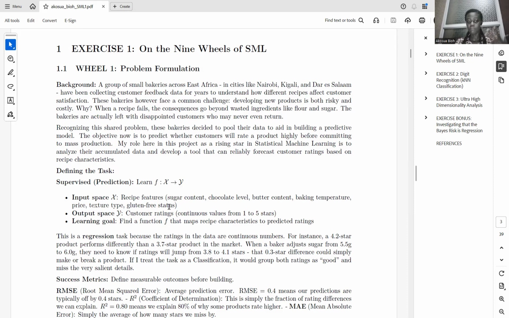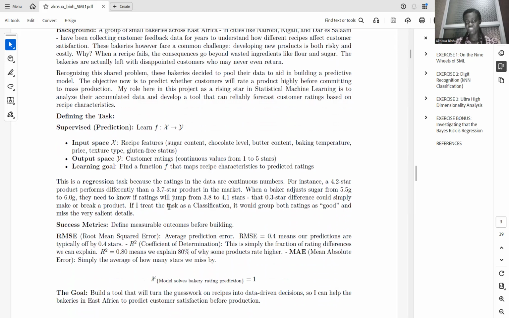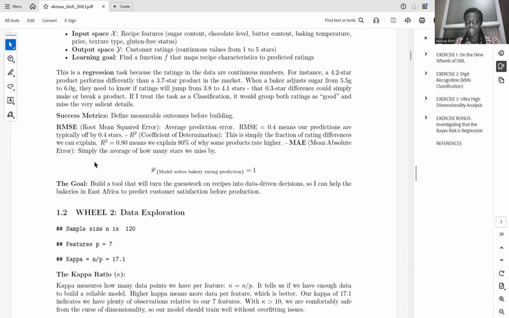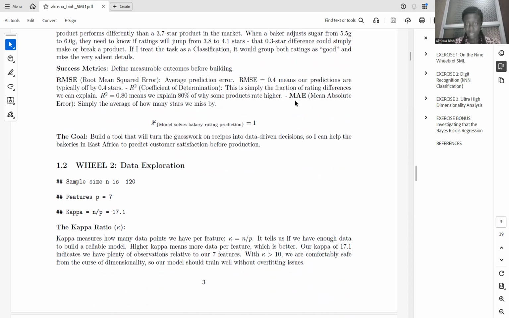With the input space, it's just the features: sugar content, chocolate content, whether the product is gluten free, and the texture of the product. The output space is the rating, which is the label. Because it is continuous, this is a regression task, and that informs my success metrics, which are the RMSE and then the MAE.